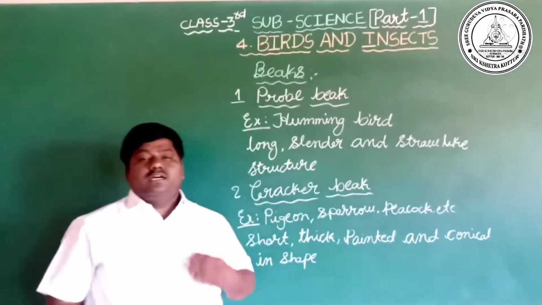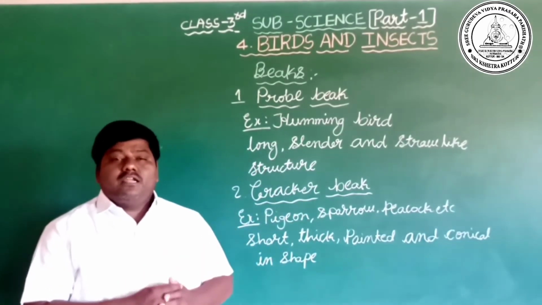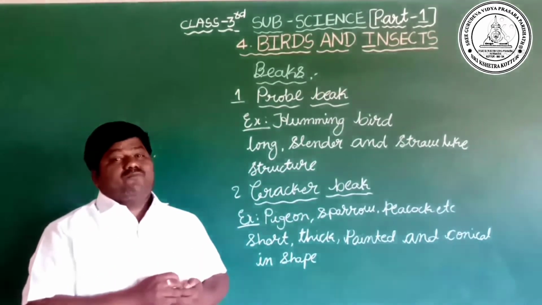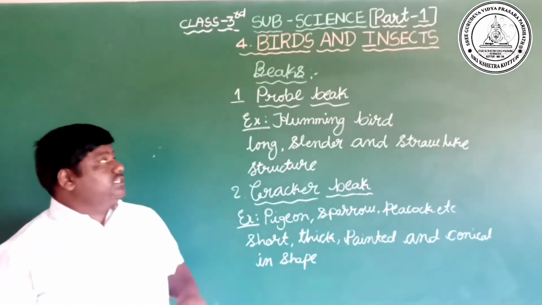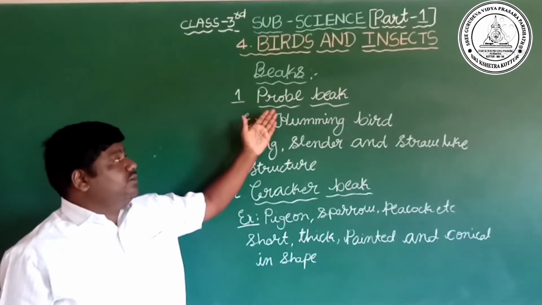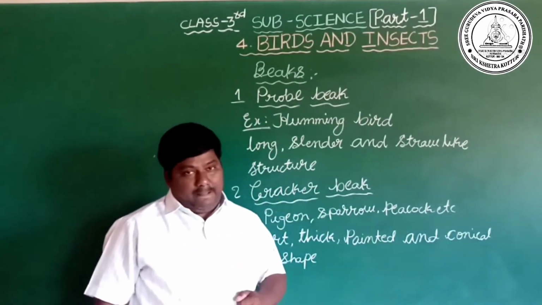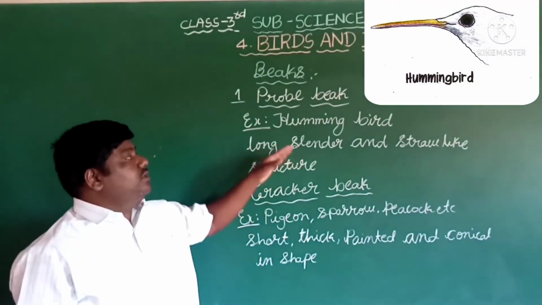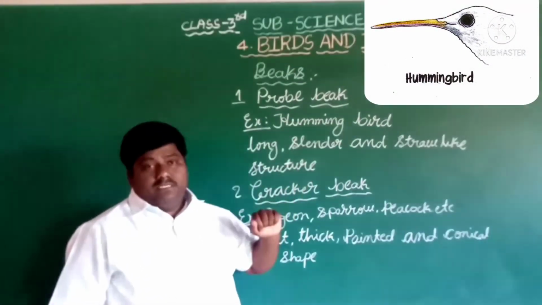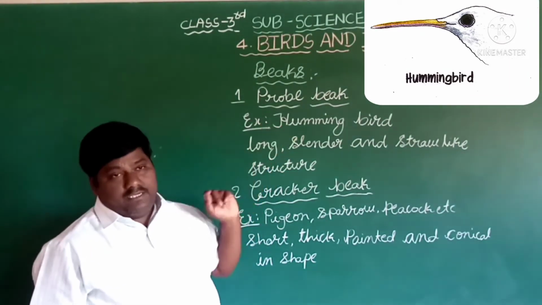Now we are going to learn about the types of beaks. Here there are mainly 9 types of beaks. Now we are going to learn 2 types of beaks. That is, first one probe beak, second one is cracker beak. Here probe beak. Example is hummingbird, probe beak.